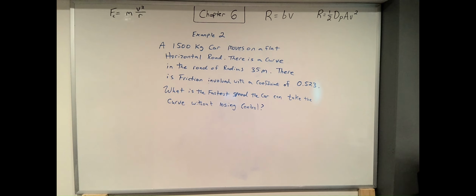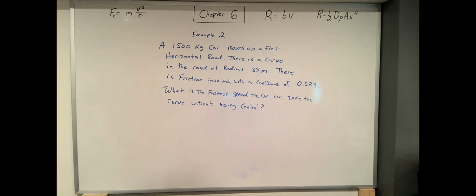Okay, so here we have our second example. In this one, now we have a 1,500 kilogram car. It's moving on a flat horizontal road. There's a curve in the road with a radius of 35 meters. There's friction involved in this one. There's a coefficient of friction of 0.523. And it wants to know what is the fastest speed the car can take the curve without losing control.